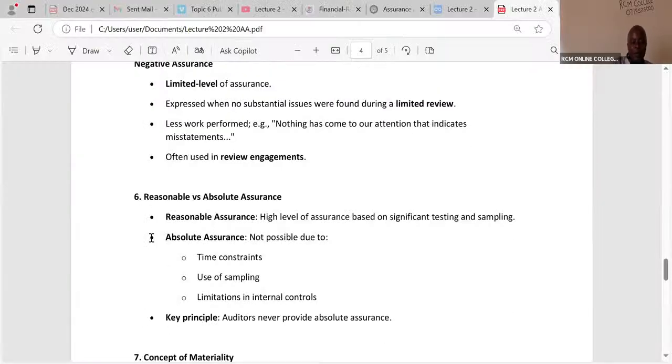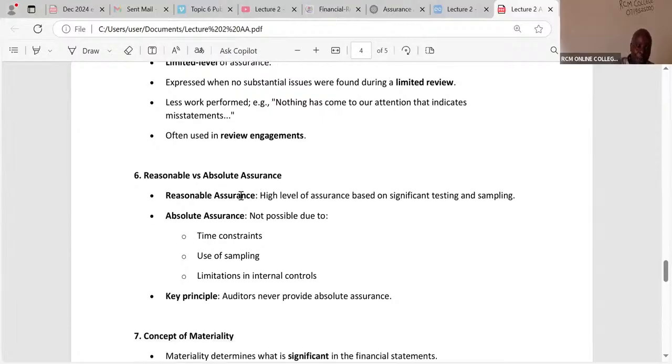Now then from there, we have number 6 here, reasonable versus what we call absolute assurance. Reasonable assurance is a high level of assurance based on significant testing and sampling. Significant, not 100%, significant. Absolute assurance is not possible, because absolute assurance is giving you 100% comfort that these directors are not thieves. It's not possible due to time constraints, use of sampling, because I'm not doing a census, I'm doing sampling, and limitations in internal controls. Key principle: auditors never provide absolute assurance, never.